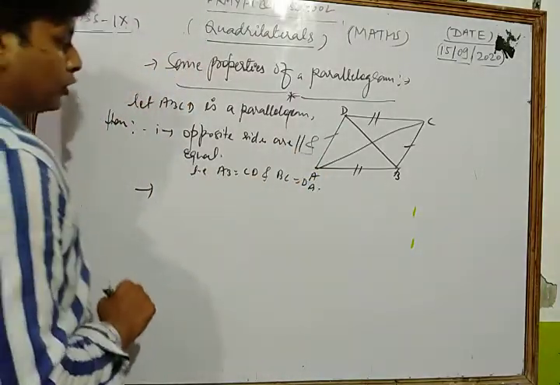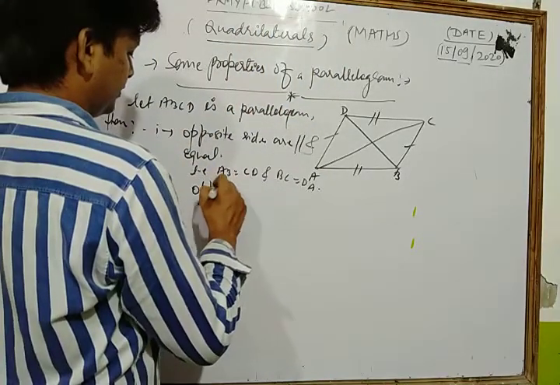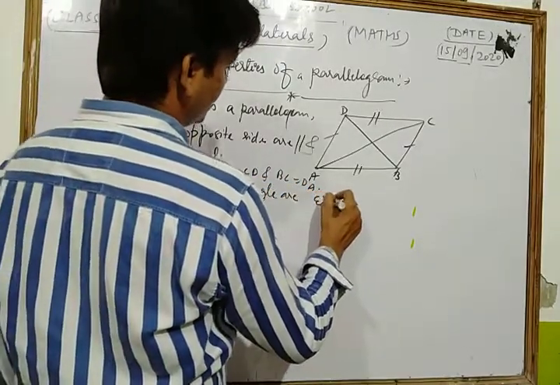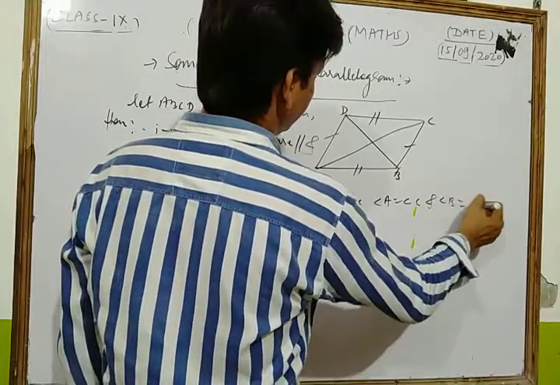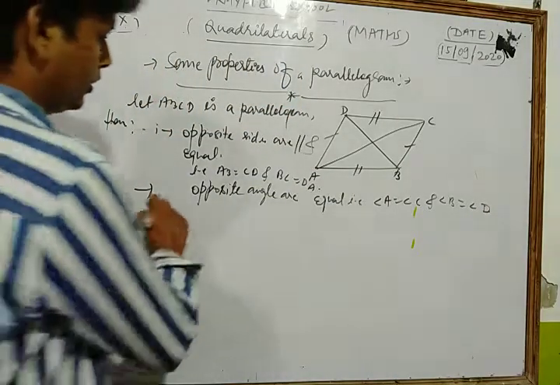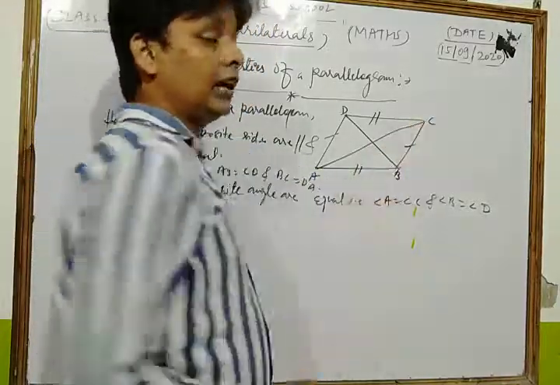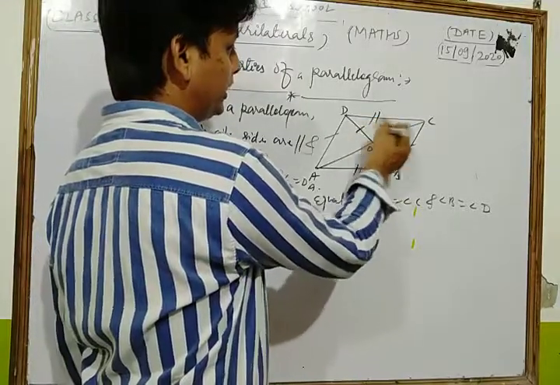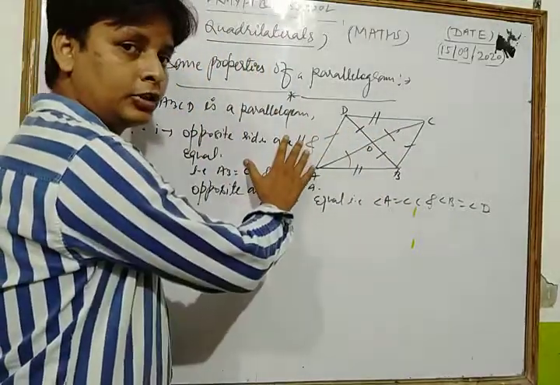Second important thing is that opposite angles are also equal. That is, angle A is equal to angle C and angle B is equal to angle D. And one important thing is that the diagonal divides it into two congruent triangles, and also the diagonals bisect each other, means OB is equal to OD and OA is equal to OC. So these are all the important properties related to parallelograms.